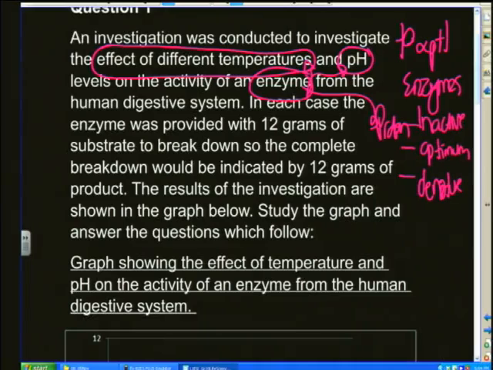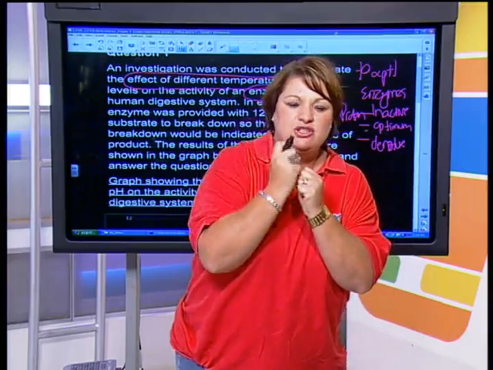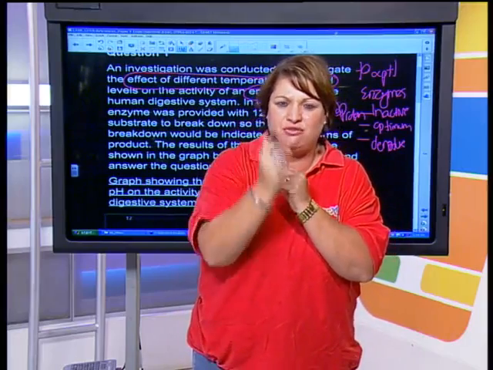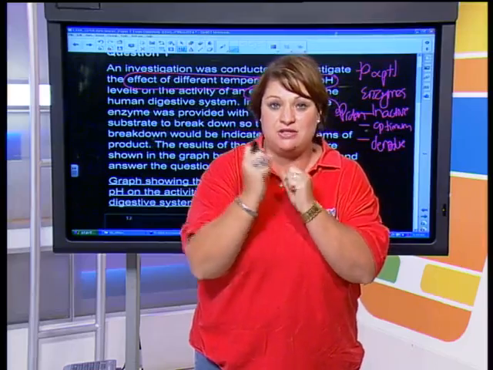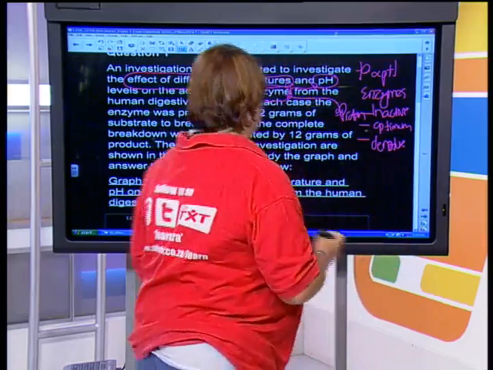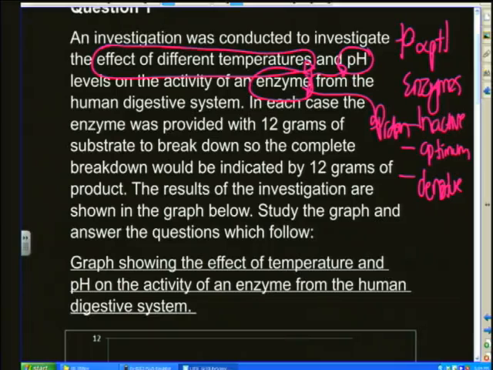All right, so we're doing an experiment where we've got a specific enzyme, and it's going to be exposed to different pHs and different temperatures. And from that, we're going to be able to read from our graph. Now comes the catch. In each case, the enzyme was provided with 12 grams of substrate. Substrate is food. In other words, what it acts on. Okay, so we've got 12 grams of substrate.